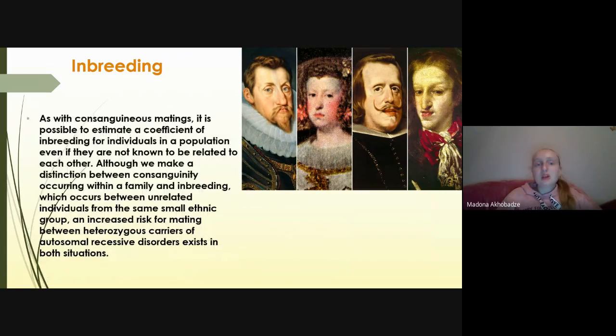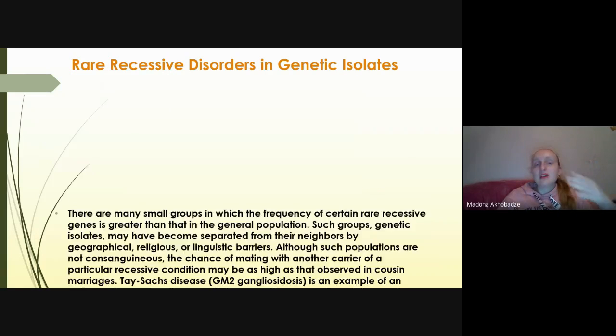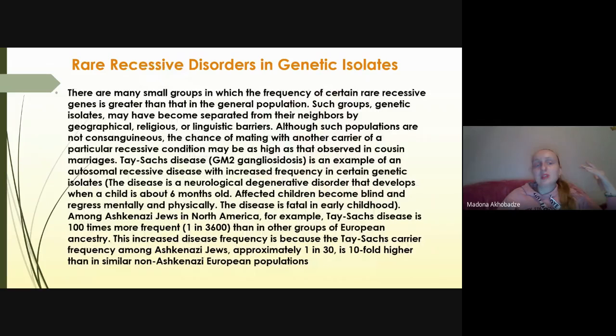So with consanguineous mating, it is possible to estimate a coefficient of inbreeding for the individuals in a population, even if they are not related to each other in the first place. Also, we make a distinction between consanguinity occurring within a family and inbreeding, which occurs between unrelated individuals from the same small ethnic group. An increased risk for mating between heterozygous carriers of an autosomal recessive disorder exists in both situations. Okay, like Tay-Sachs disease among Ashkenazi Jews, and I would advise you to read this.